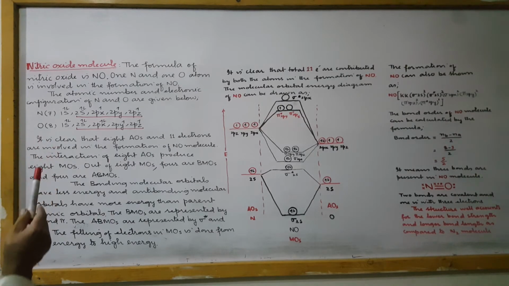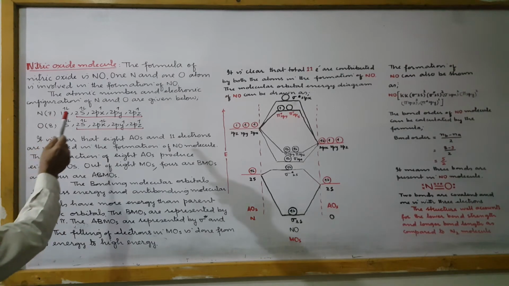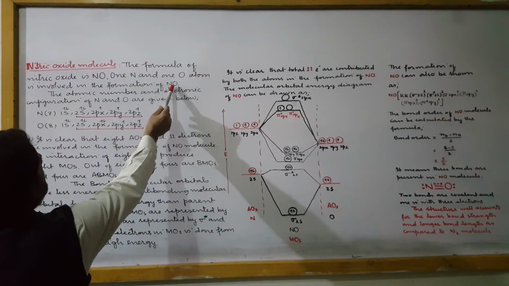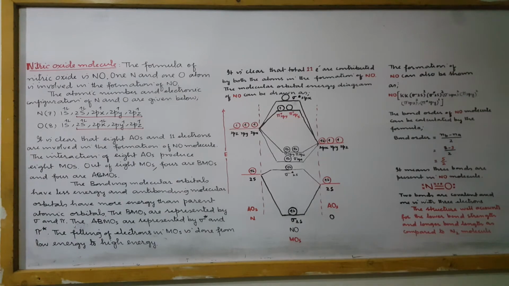One nitrogen and one oxygen atom are involved in the formation of NO. It means the molecule NO is formed by the chemical combination of nitrogen and oxygen. The atomic numbers of both nitrogen and oxygen are given here: nitrogen 7, oxygen 8, and the electronic configuration shows that nitrogen has 5 electrons in valence shell orbitals, and oxygen contains 6 electrons in the valence shell. The valence shell is the second shell here.